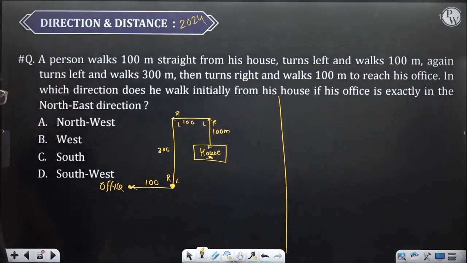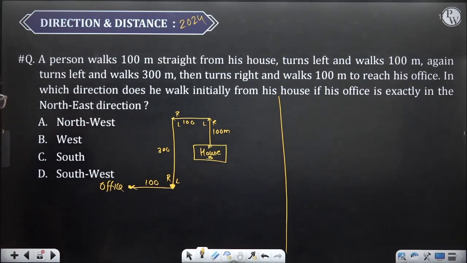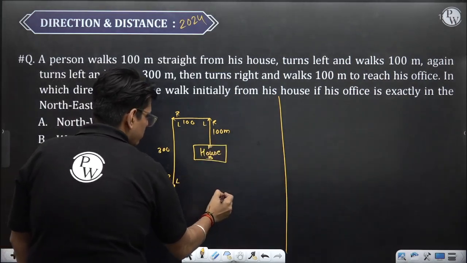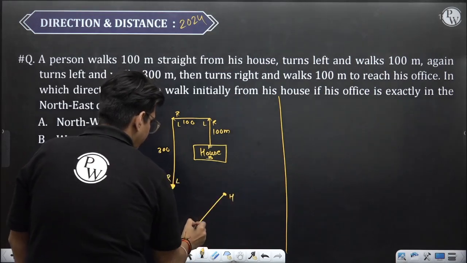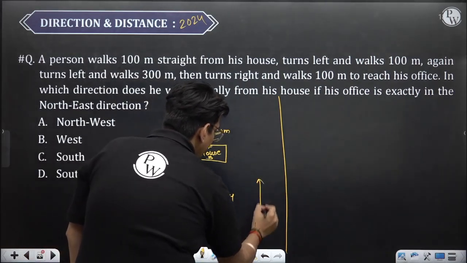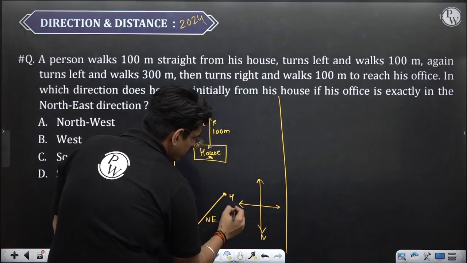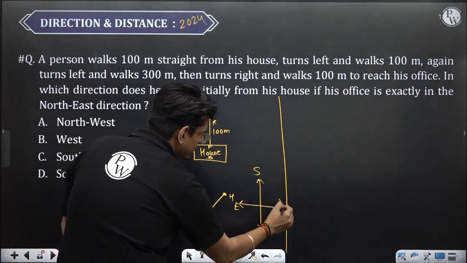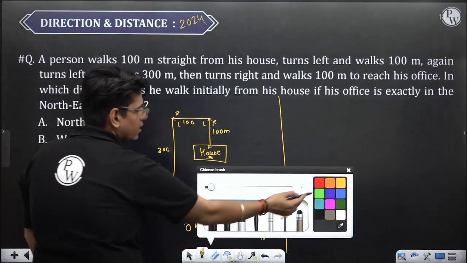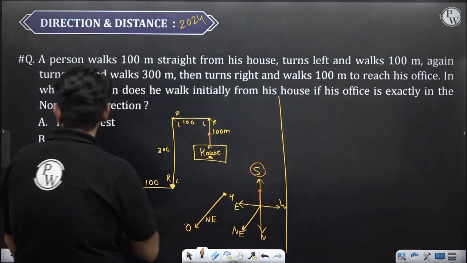Okay. Which direction does he walk initially from his house if his office is exactly in the northeast direction? So from house to office is given. This is your northeast direction, right? So if I make the new direction with respect to the given direction, this is your north, east, south, west. This is your northeast. So the initial movement was towards this side. So this is nothing but south. So the answer is south.